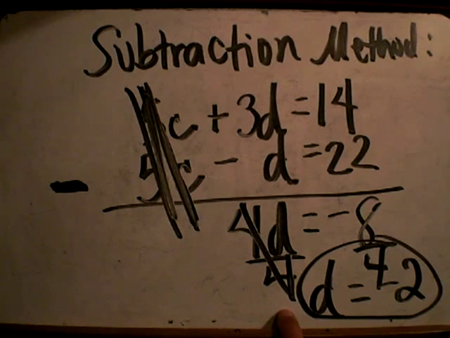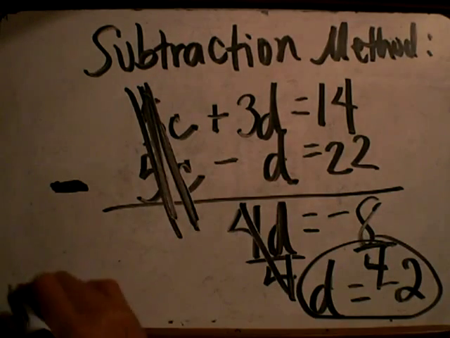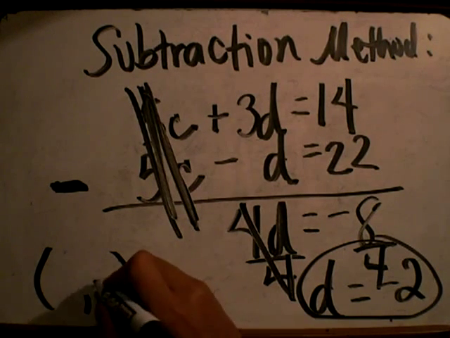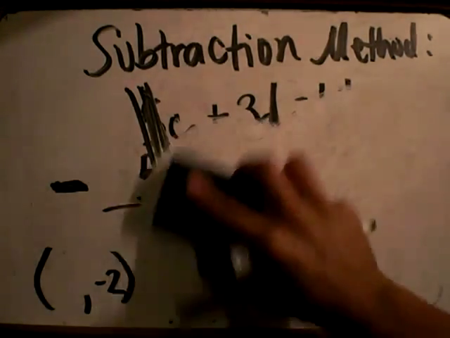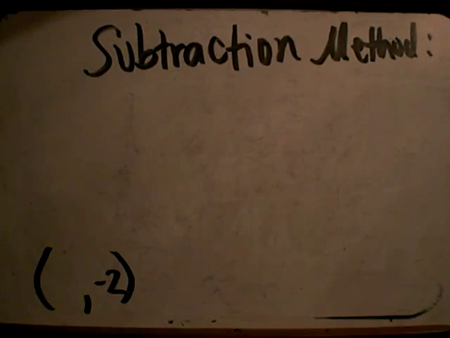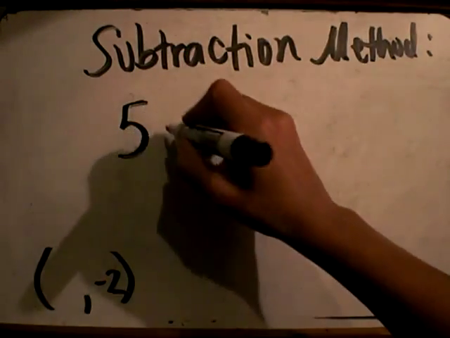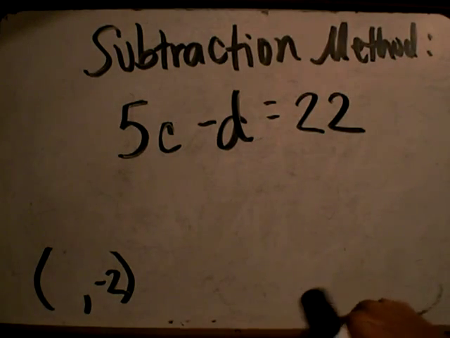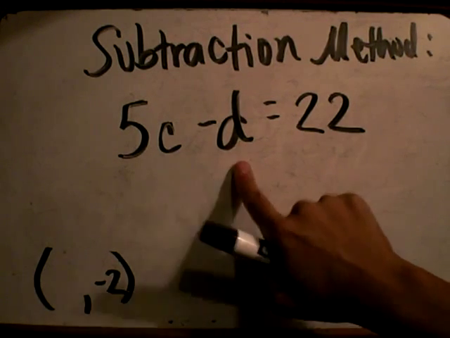So d equals negative 2, but remember, that's only half of the problem. We're not done. We still have to solve for c. We know what d is, it's negative 2, but we still have to solve for c. So we're going to take one of those equations, either the top or the bottom one. Let's pick the bottom one, which was 5c minus d equals 22. Since we solved for d, we know that d is negative 2, so we're going to plug that in there.